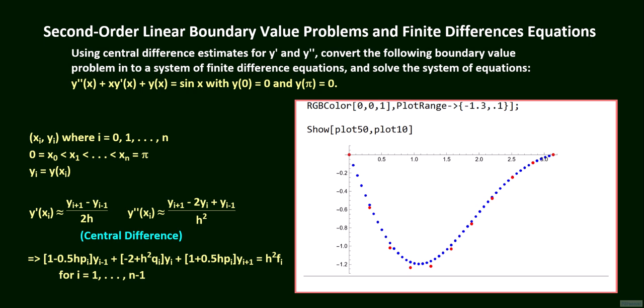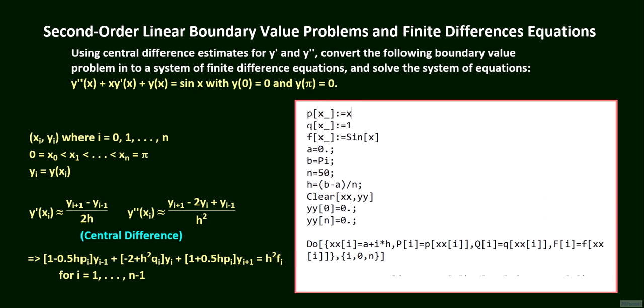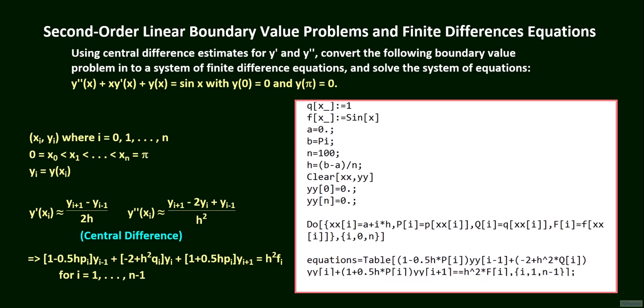Now let's increase the number of subintervals, this time to 100. We rename the plot plot100. We'll also change the RGBColor setting to 0.8, 0.3, and 0, so there's some red, a little bit of green, and no blue. We insert plot100 in the Show command. We go back to the beginning to change n to 100, and evaluate all the lines of code.